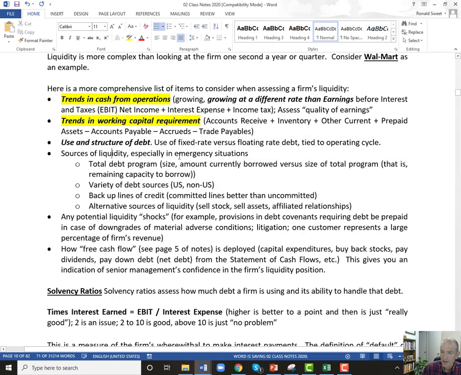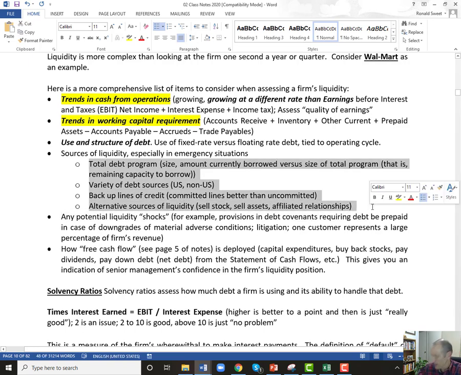Sources of liquidity. So how large is their debt program? How much have they already used? How many debt sources do they have? Do they have backup lines of credit? Do they have alternative sources of liquidity? So let me just talk through it. We're not going to cover this in your paper, but it's still extremely important.